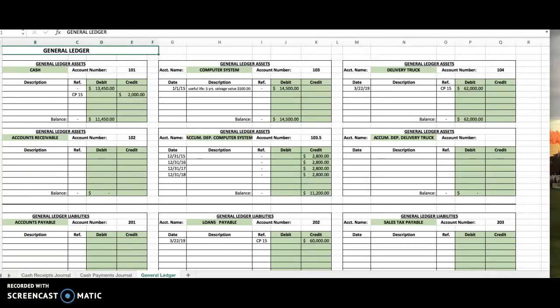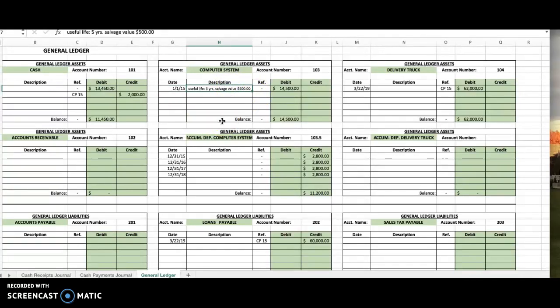First of all, look at this ledger. This is the general ledger. We're looking at account number 103, the computer system. Way back, apparently, on January 1, 2015, we bought a computer system. And we'll use dates at the beginning of the year and the end of the year to simplify things for you. So at the very beginning of the year, we bought a computer system, and we have a description put in here.